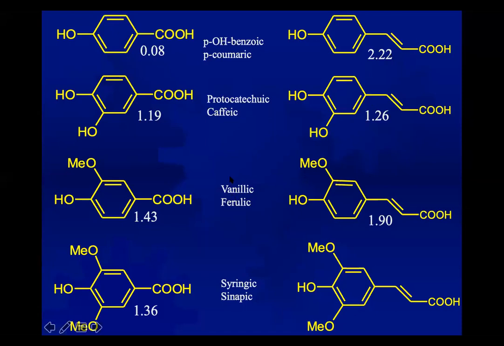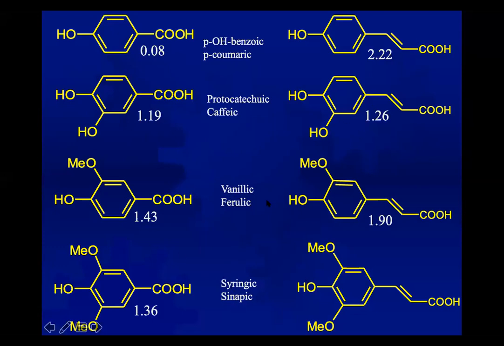So there are lots of antioxidant compounds present in plants, especially in vegetables, fruits, as well as other plant materials: para-hydroxybenzoic acid, para-coumaric acid, protocatechuic acid, caffeic acid, vanillic acid, ferulic acid, syringic acid, sinapic acid.